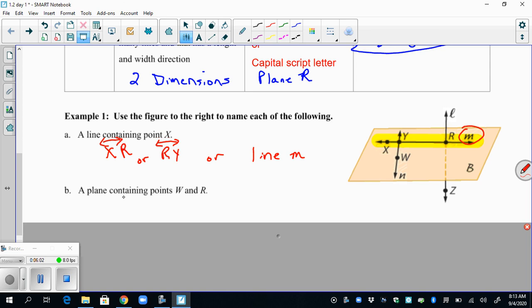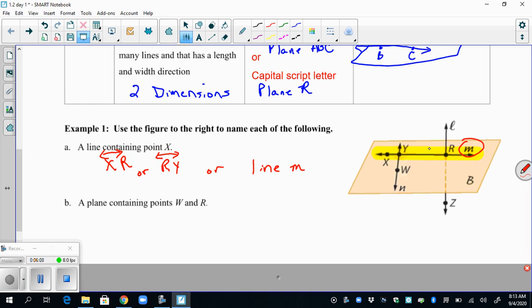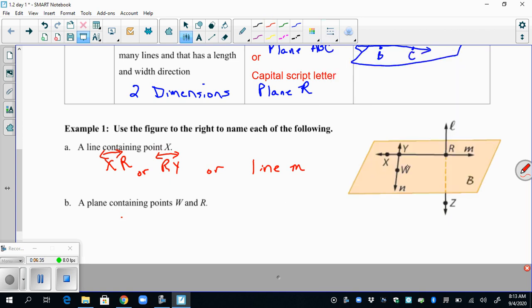Sometimes that's just easier. Now, for a plane containing points W and R, the plane is the flat surface. Think of it kind of like a piece of paper or a tabletop. So I want to name the plane that's containing the points W and R. So I could call it by that script letter in the corner. That would really be the easiest way. Call it plane B. But it's not the only way.